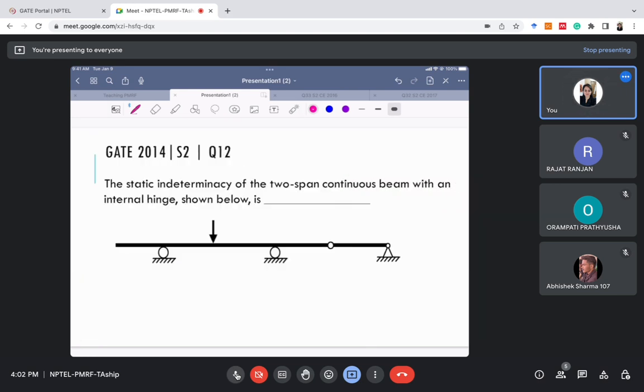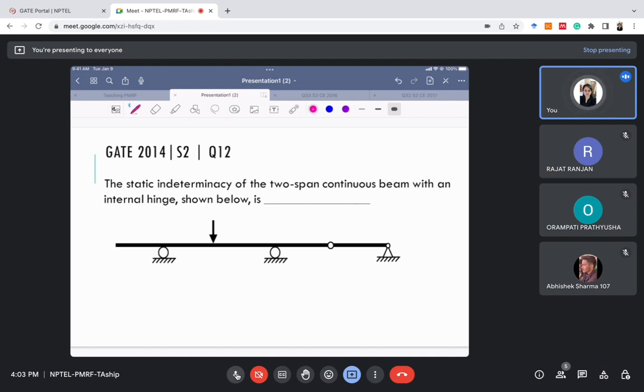Then let's start with the first problem, which is GATE 2014, set 2, question number 12. If you have any doubt, you can stop me anywhere, anytime, okay? So it's a very simple problem in which we need to find the static indeterminacy of a two-span continuous beam with an internal hinge. So it's a two-span continuous beam with an internal hinge.